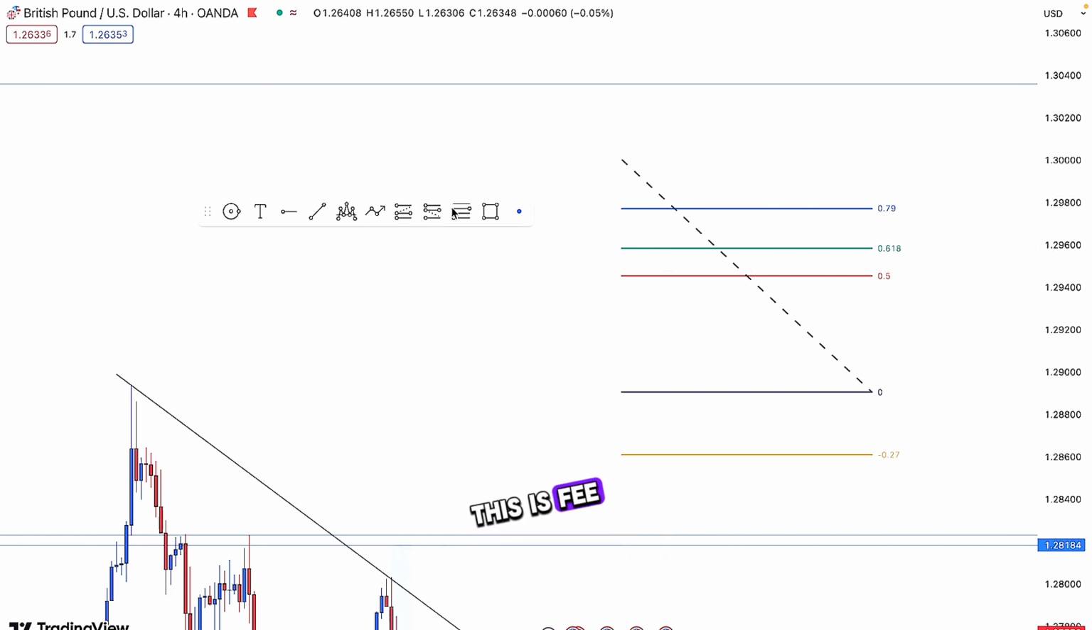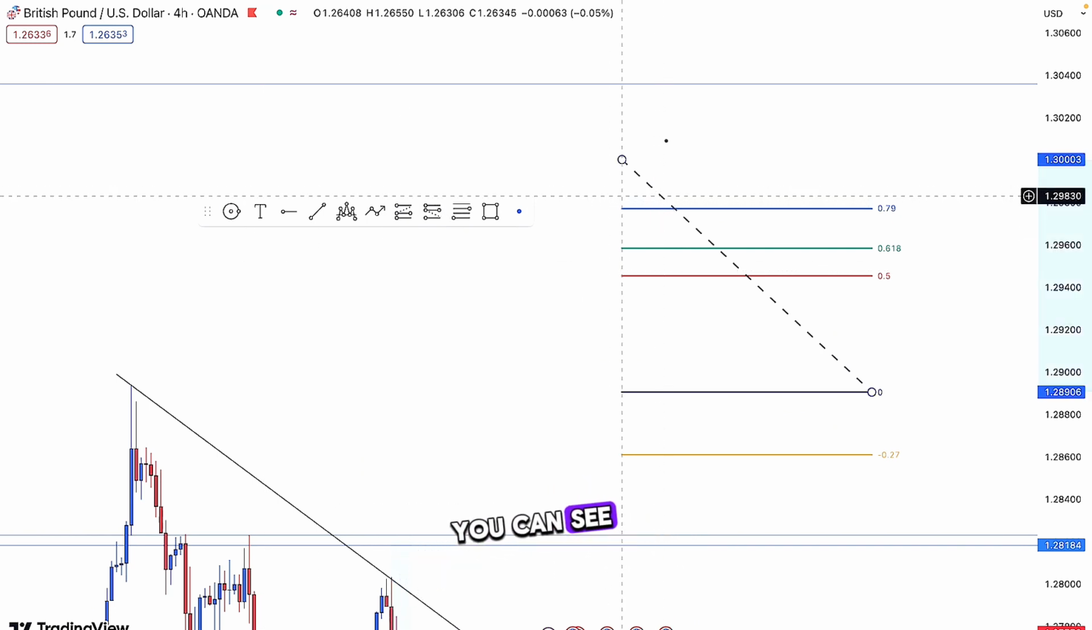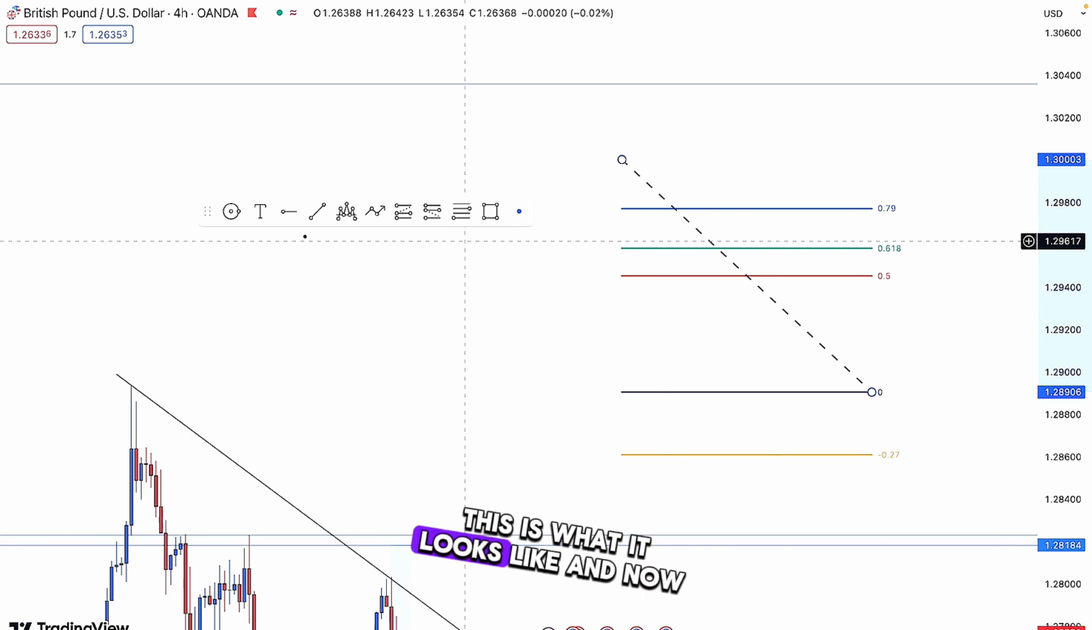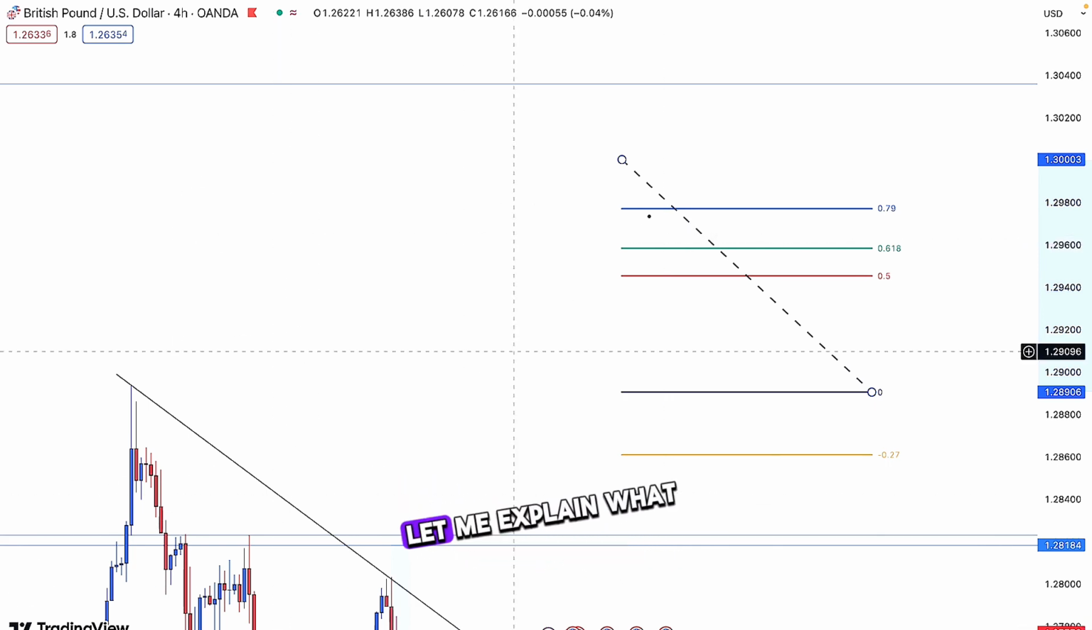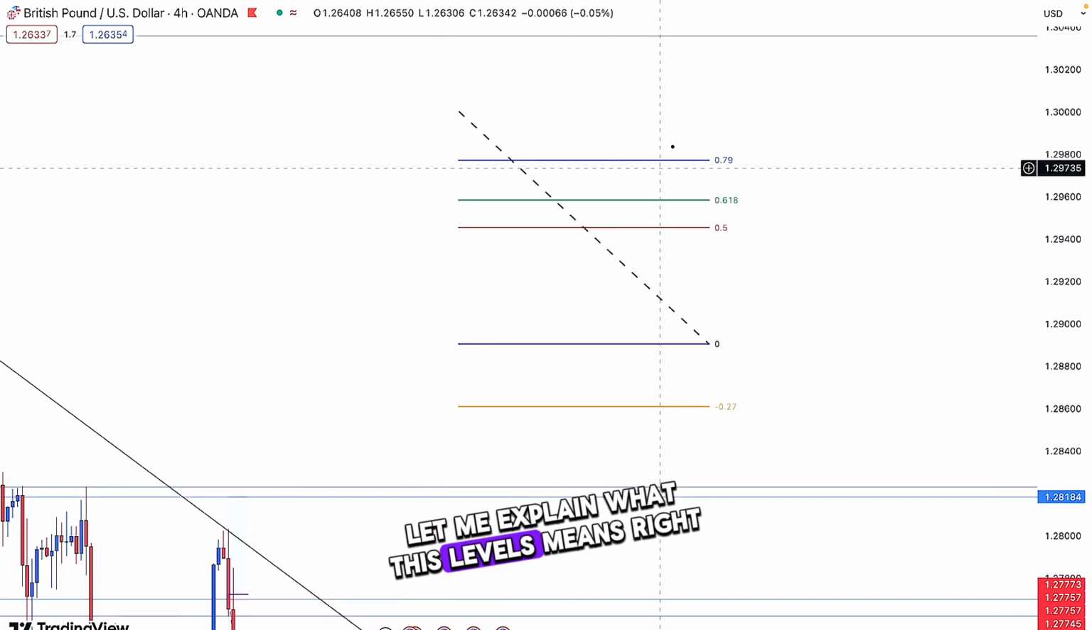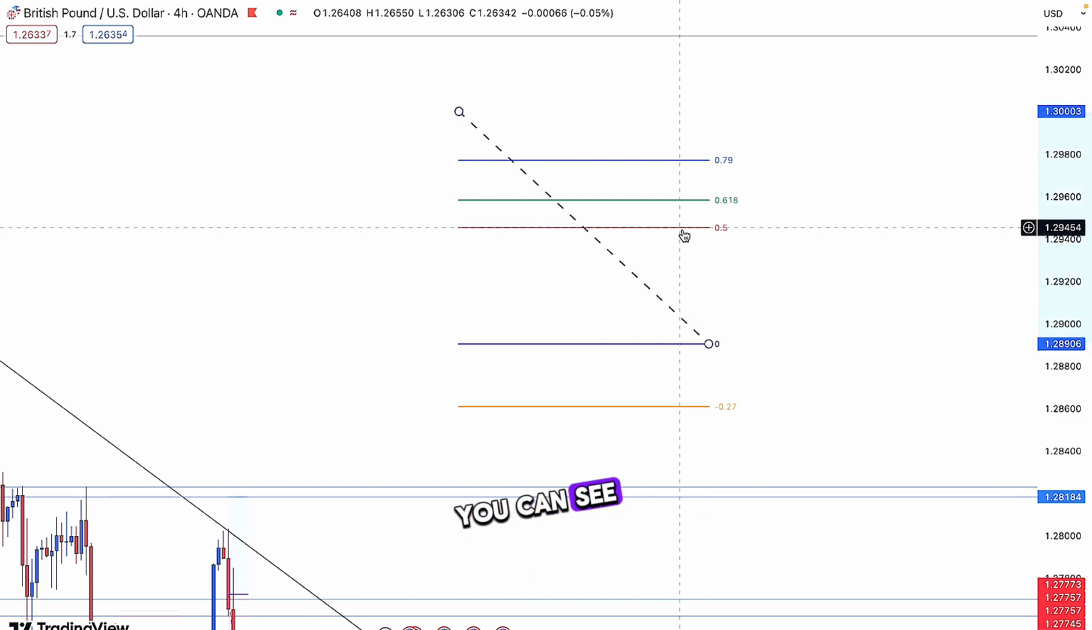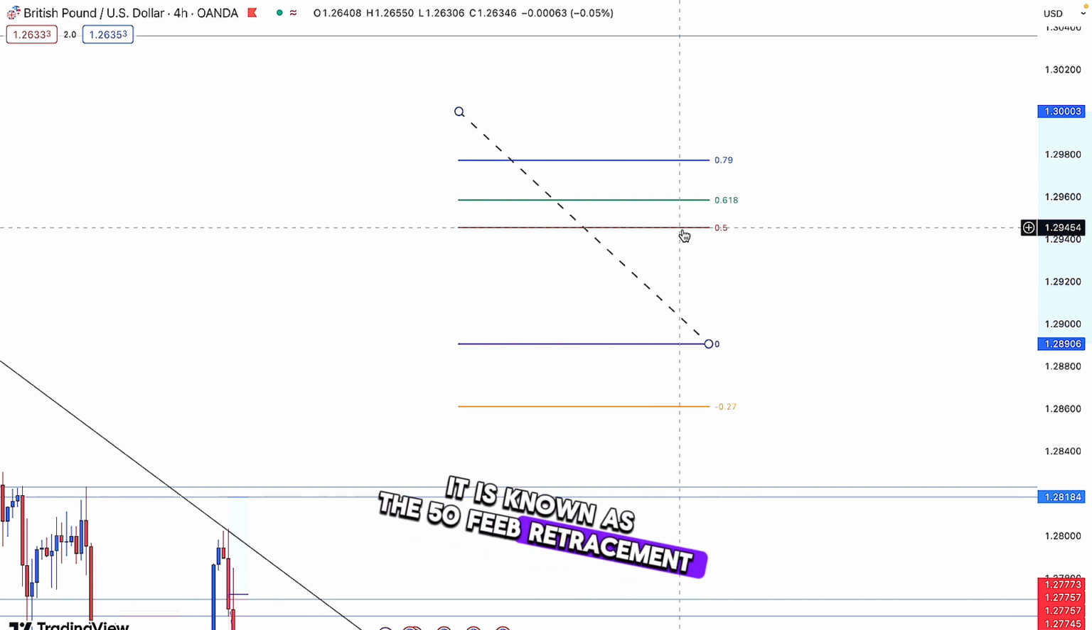Right now, this is Fib retracement, and as you can see, this is what it looks like. And now, what does this mean? Let me explain what these levels mean. Right here, you can see this is 0.5. Now, the 0.5, what does it mean? It is known as the 50 Fib retracement.